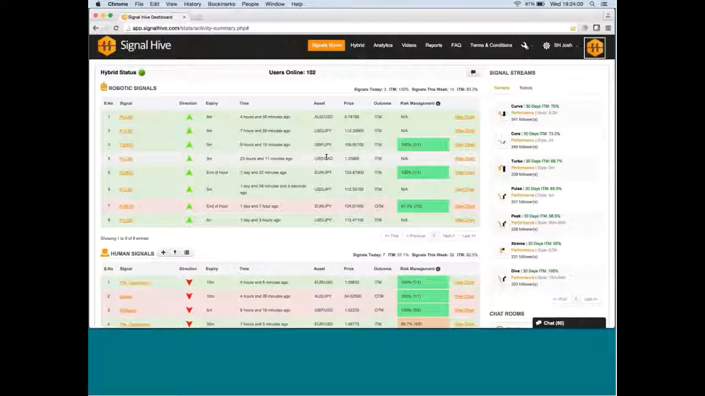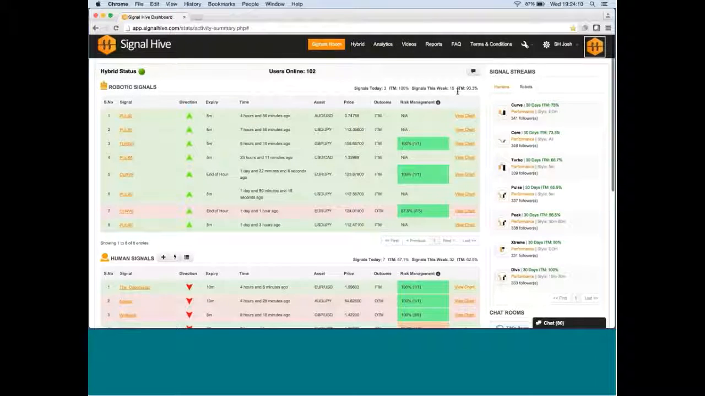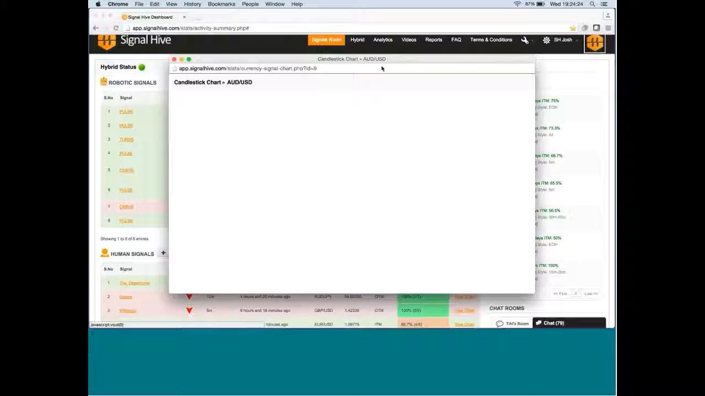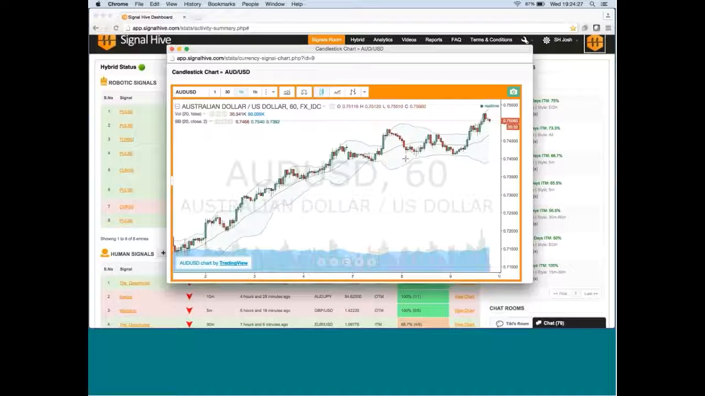And they can have some pretty good weeks, as you see here today. This week they're at 90% accuracy, but this is of course not always the case. This is a great week, but you can track all their win rates in real time. It gives you the name of the signal, the direction, up or down, the expiry, when it was fired, the asset, the entry price, and the outcome, if it actually won or lost. You can also click on View Chart, and we have a pretty powerful chart package embedded that shows you live charting in real time.